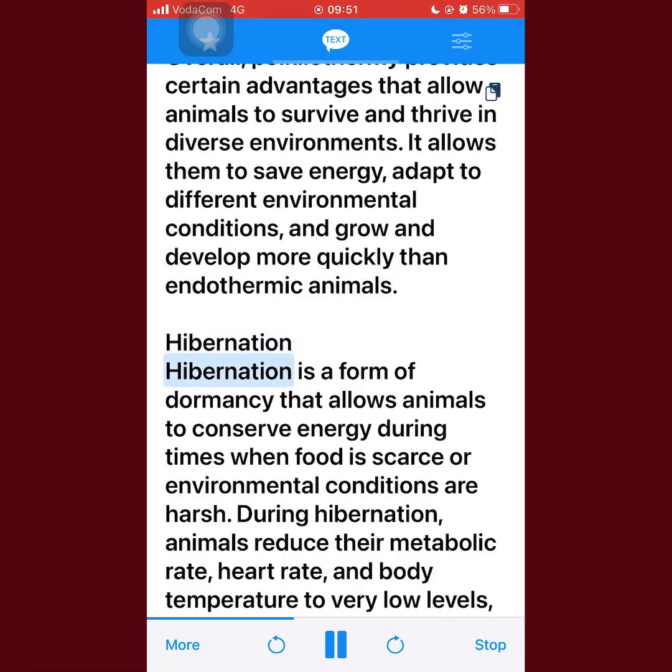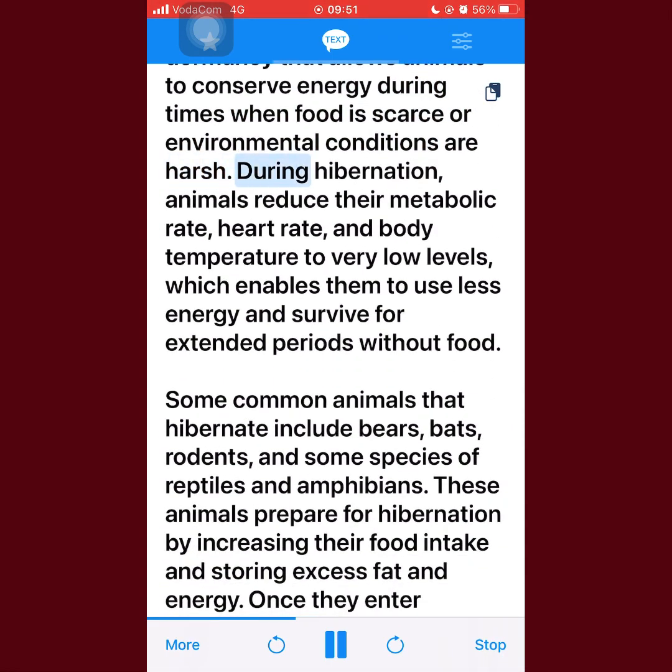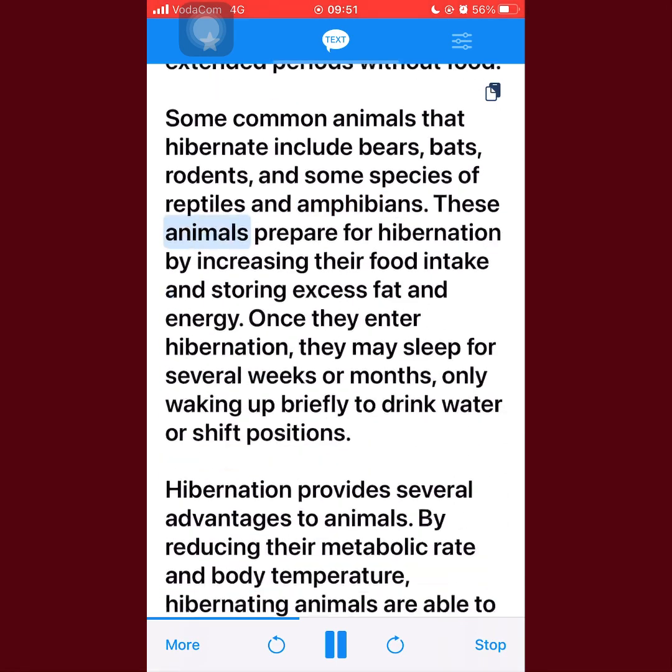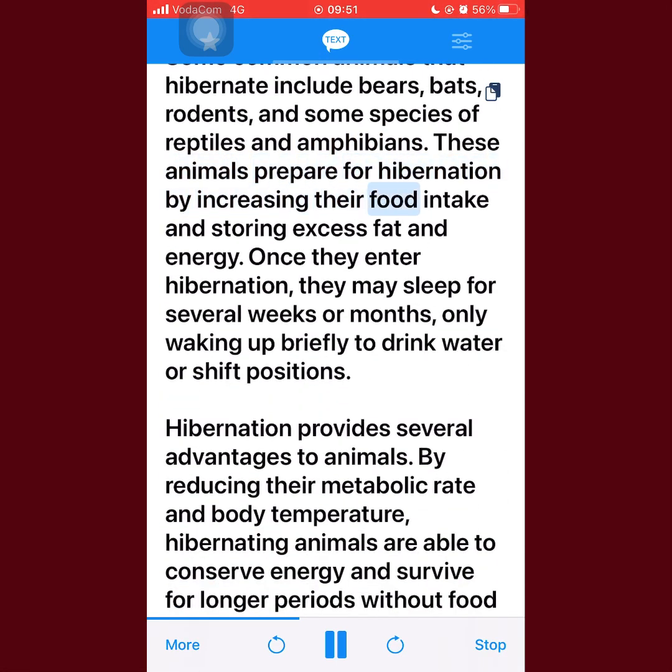Hibernation. Hibernation is a form of dormancy that allows animals to conserve energy during times when food is scarce or environmental conditions are harsh. During hibernation, animals reduce their metabolic rate, heart rate, and body temperature to very low levels, which enables them to use less energy and survive for extended periods without food. Some common animals that hibernate include bears, bats, rodents, and some species of reptiles and amphibians. These animals prepare for hibernation by increasing their food intake and storing excess fat and energy. Once they enter hibernation, they may sleep for several weeks or months, only waking up briefly to drink water or shift positions.